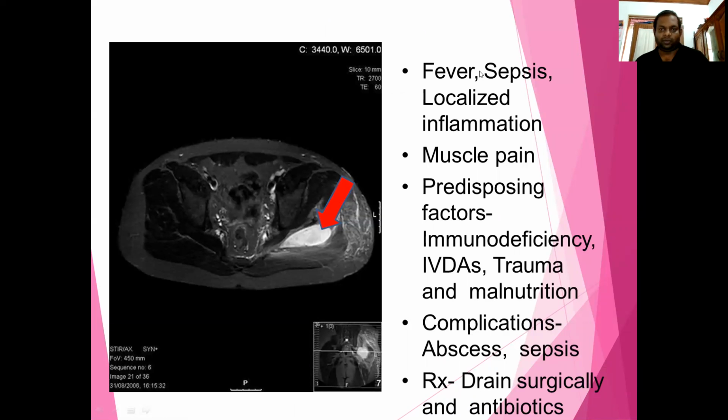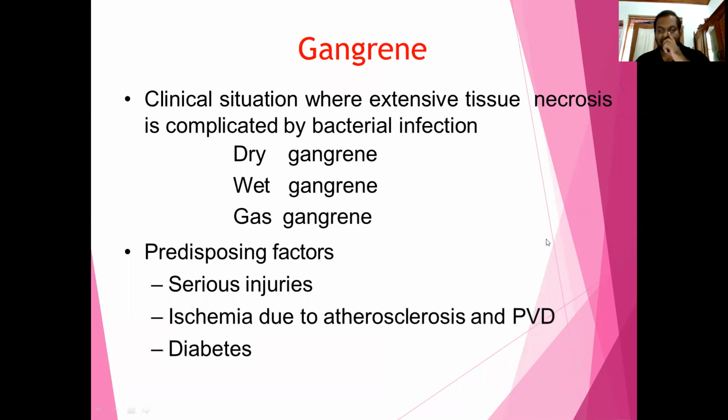Patients present with fever, sepsis, localized inflammation, and muscle pain. Predisposing factors include immunodeficiencies, intravenous drug abuse, trauma, and malnutrition. Complications include multiple abscess formation leading to sepsis, and an increase with parenteral antibiotics. We also have to consider gangrene.